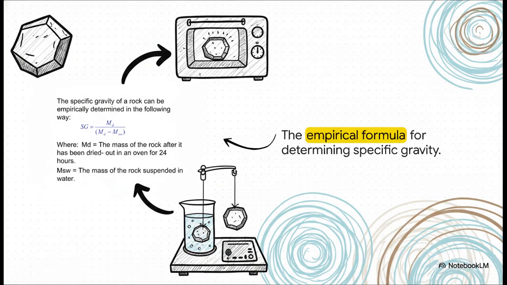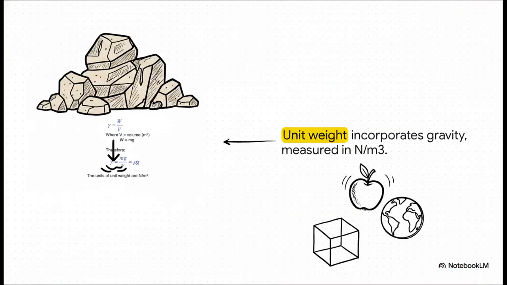And that brings us right to the empirical formula for determining specific gravity. You just take that dry mass, the MD, and divide it by the difference between the dry mass and the mass suspended in water. But hey, there's actually a pretty cool physical story behind this math. To get a truly accurate dry mass, that MD variable sitting on top, you can't just pick a rock up off the ground. No way. You literally have to bake that rock in an oven for 24 hours just to drive out every last drop of hidden moisture.